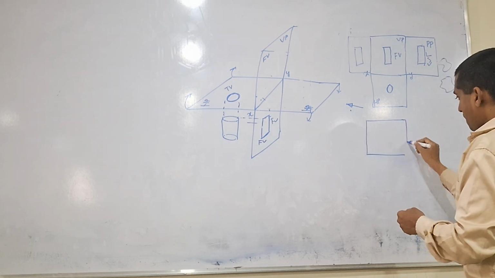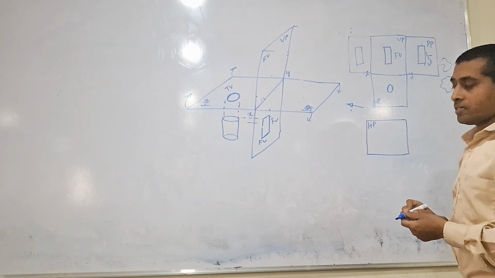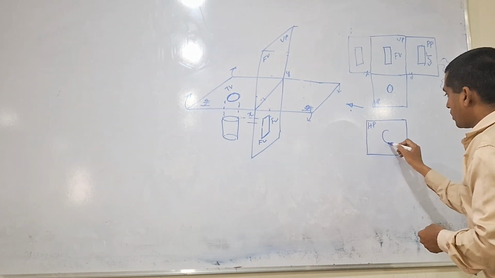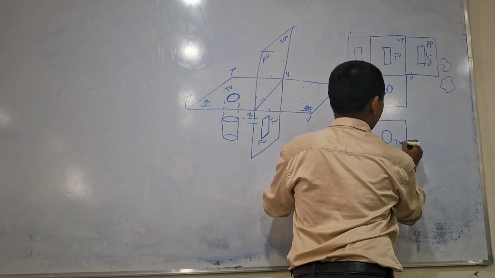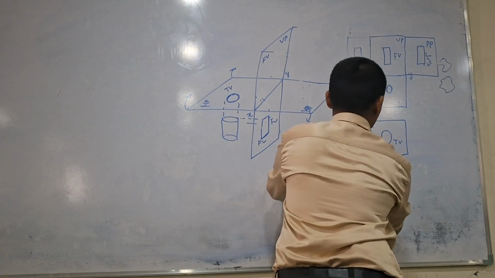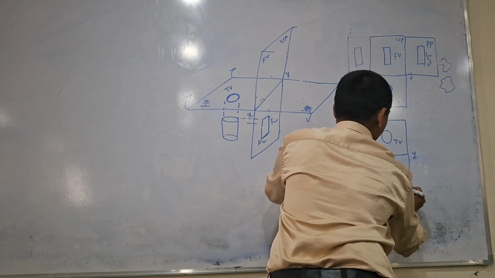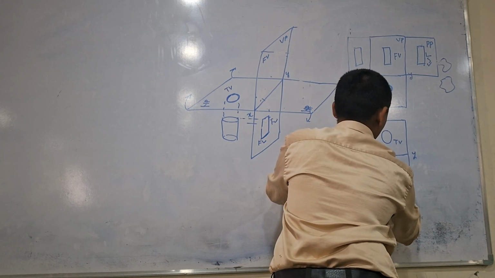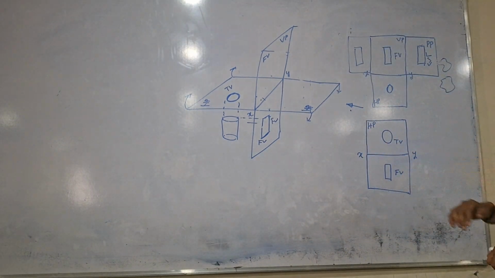Now this is the HP plane, right? Now here it will be a top view circle, right? This is a top view circle, and this is the XY reference line, and this is a front view. The front view is below the XY reference line. Understood now? Is it clear?